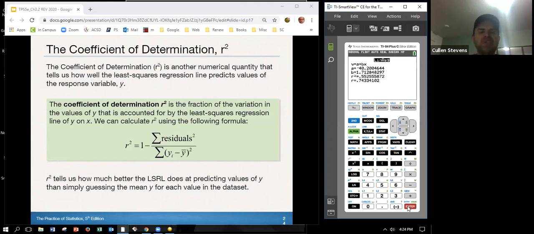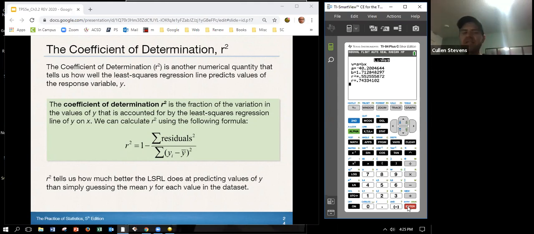The coefficient of determination is the fraction of the variation in the values of y that can be accounted for by the least squares regression line, the relationship between that y and x. And we're going to interpret that a little bit more in context. But that is really cool. Okay, R squared, the coefficient of determination.